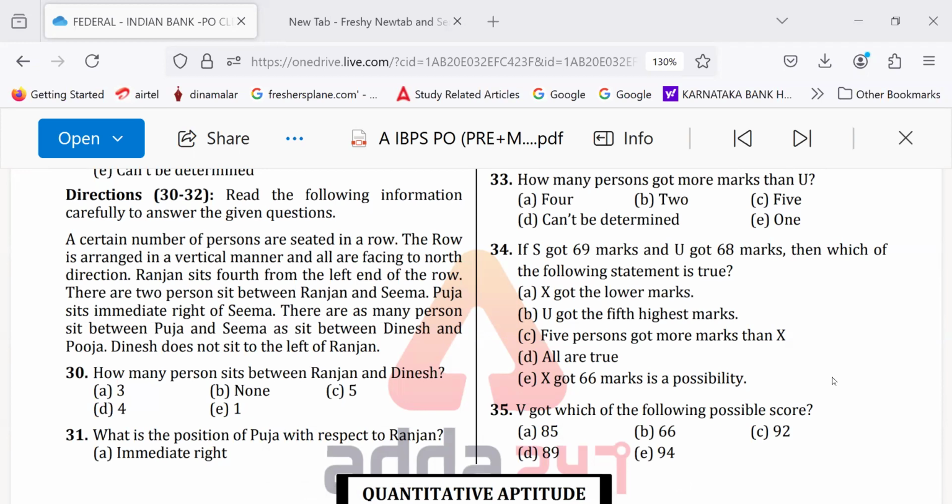Read the following information carefully to answer the given questions. A certain number of persons are seated in a row. The row is arranged in a vertical manner and all are facing north. Ranjan sits fourth from the left end of the row. There are two persons between Ranjan and Seema. Pooja sits immediately right of Seema. There are as many persons between Pooja and Seema as between Dinesh and Pooja. Dinesh does not sit to the left of Ranjan. Please try to draw the diagram.